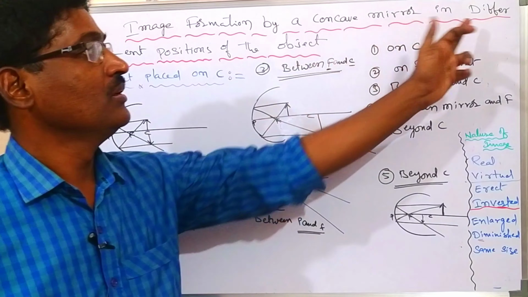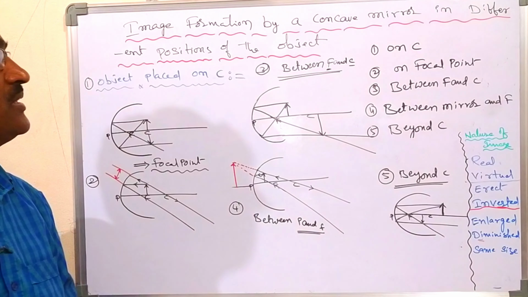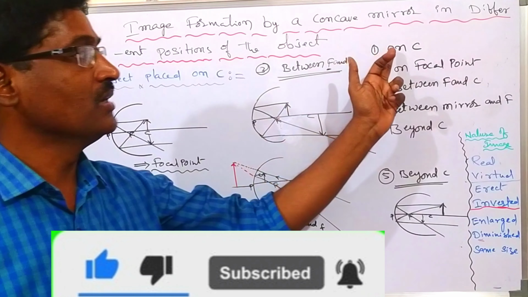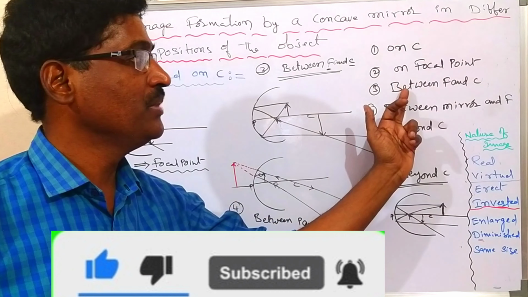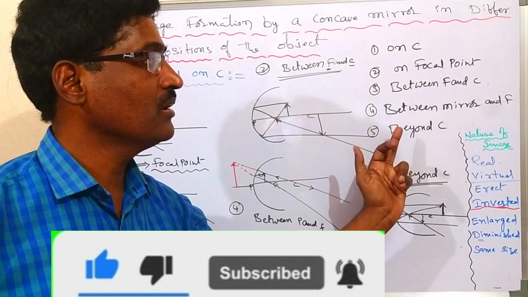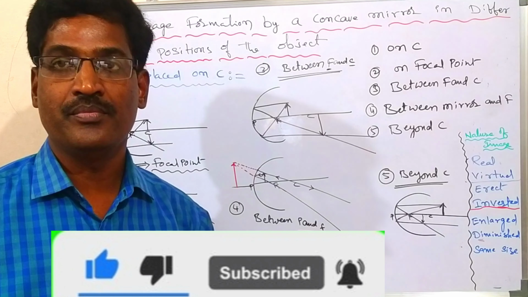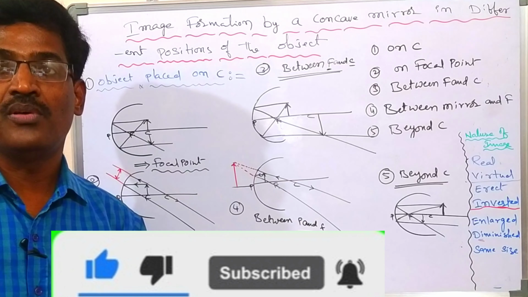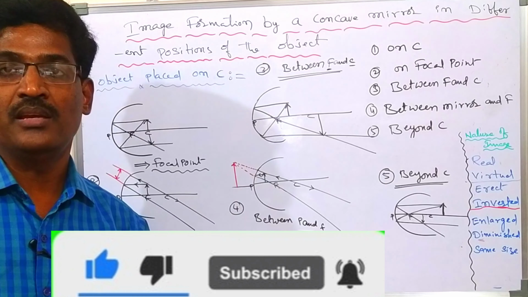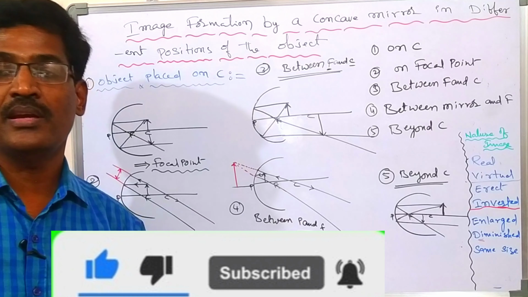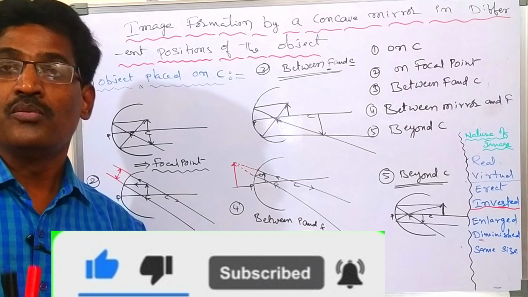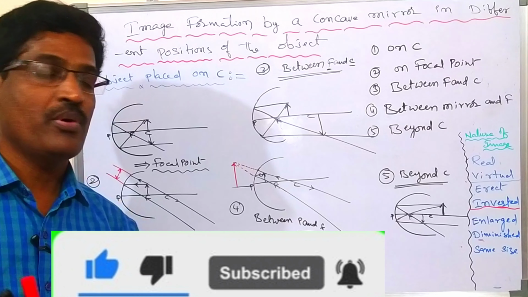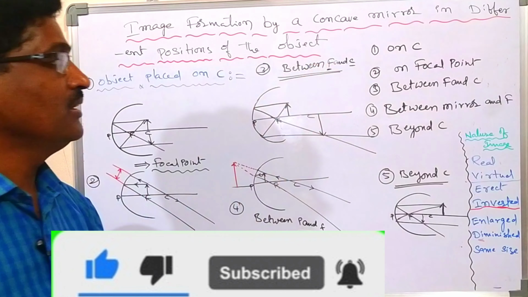Image formation, different positions. Here we have to show different positions: on C, on focal point, between F and C, between mirror and F, behind C. If you keep the object in different positions, different images form, like real or virtual, diminished or elongated, inverted or erect, or same in size. These are the points we can find in each and every diagram.